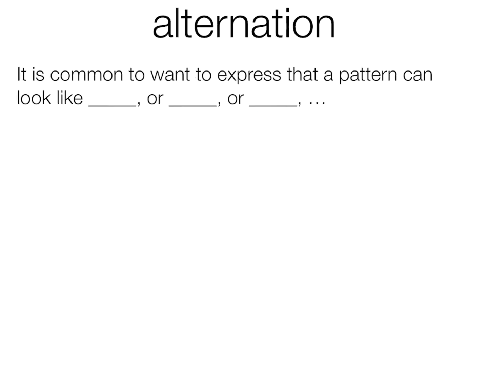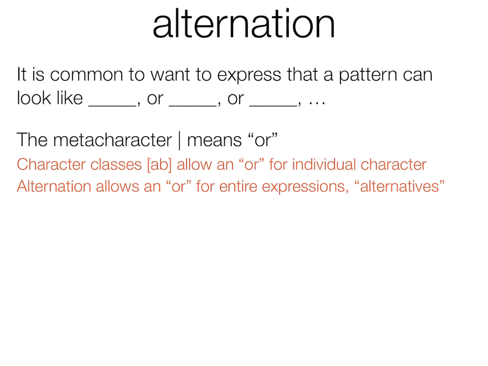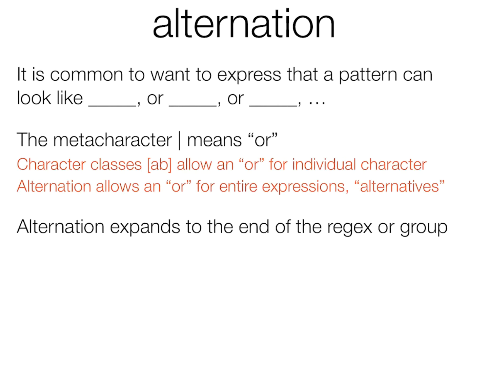Alternation is a very powerful aspect of regular expressions. It's common to want to express a pattern that can look like this or this or this, okay? We've seen this with character classes, but this is going to be a little bit different. This is effectuated with the pipe operator, and the pipe operator is going to be interpreted as OR. Character classes can give you an OR for individual characters. Alternation is going to give you a kind of OR for entire regular expressions that are thought of as alternatives.